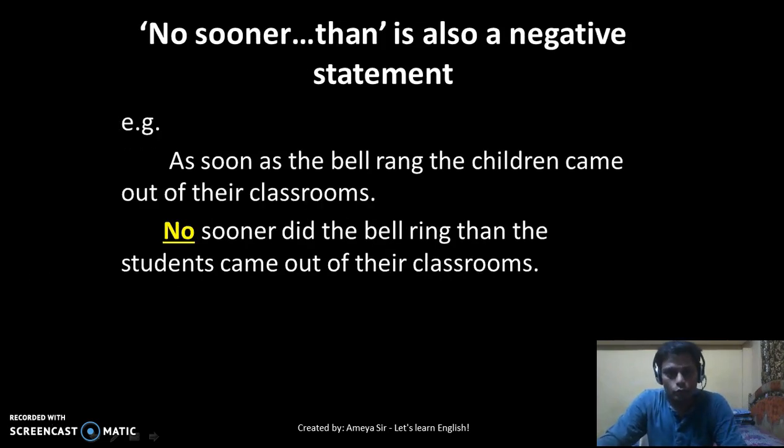When you use no sooner than, it is also a negative statement. So let's look at this example. As soon as the bell rang, the children came out of their classrooms. No sooner did the bell ring than the students came out of their classroom. So when you express this, you use no sooner, and that made it negative. So you will find out that making it negative involves other grammar topics as well.